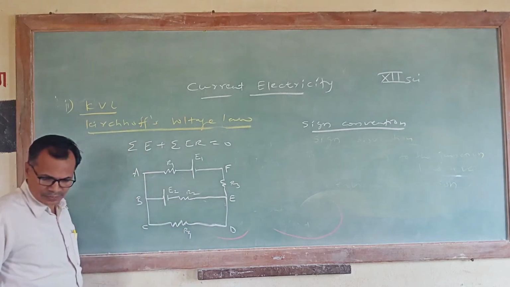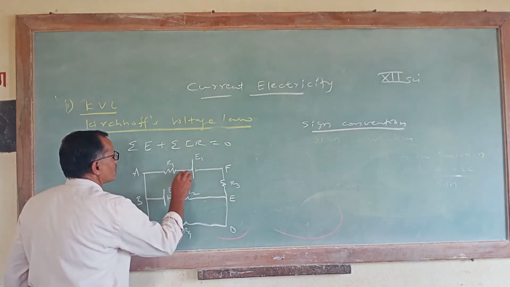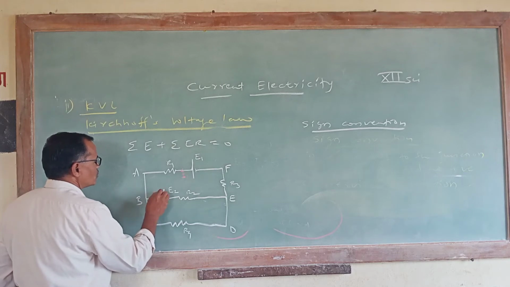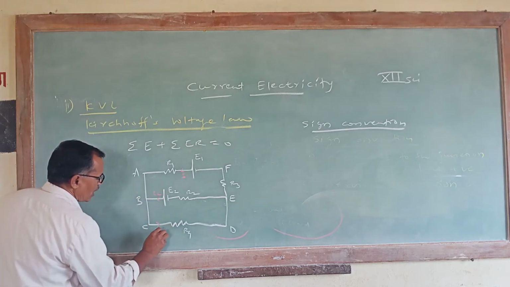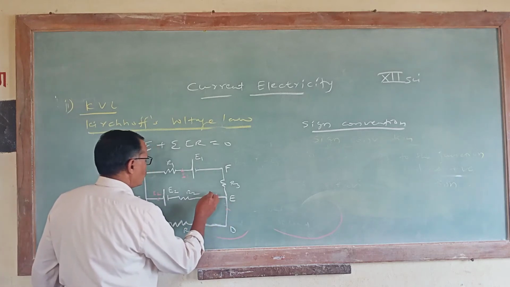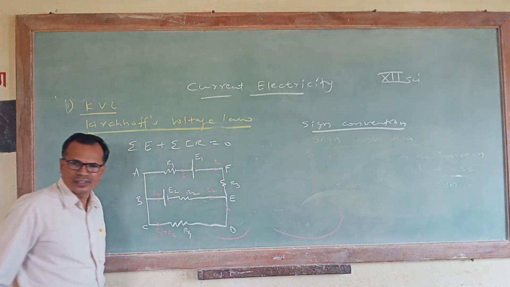Now it is a closed circuit. Let the current from E1 be I1, and from E2 the current is I2. So the current that will flow through R4 is I1 plus I2. And the current going here is I2 and here is I1.